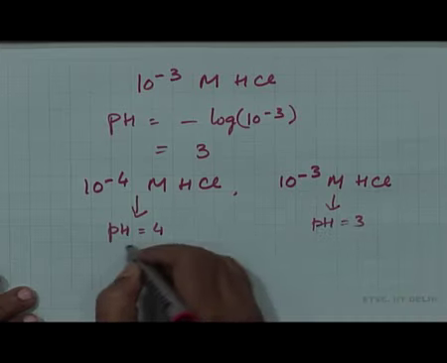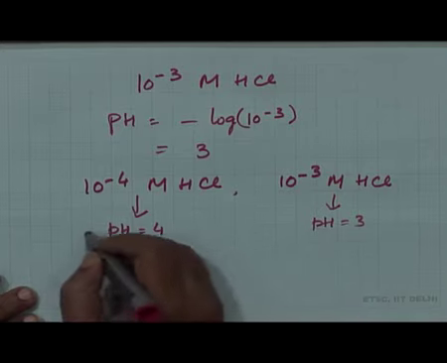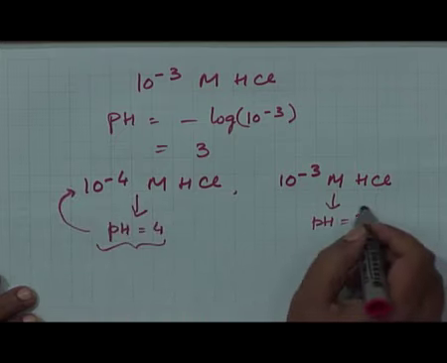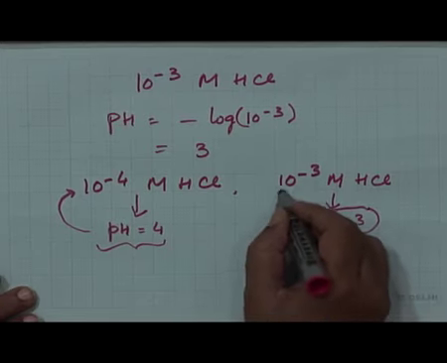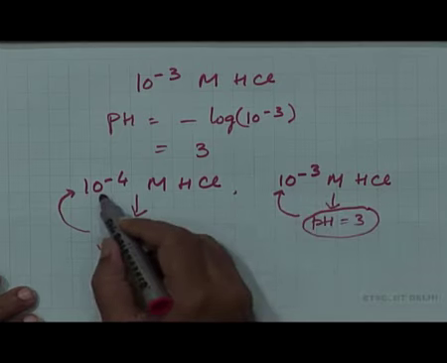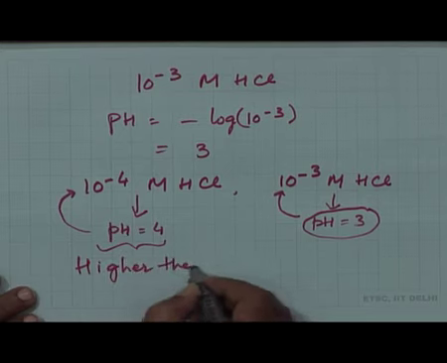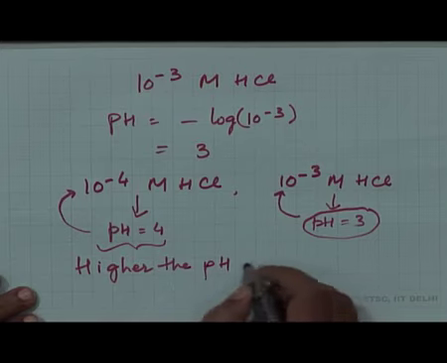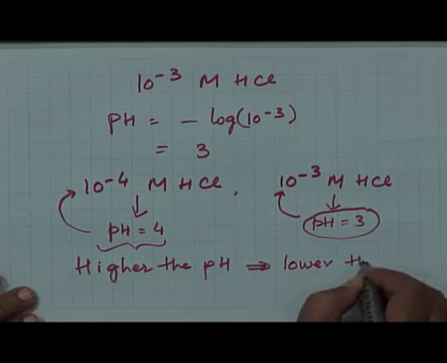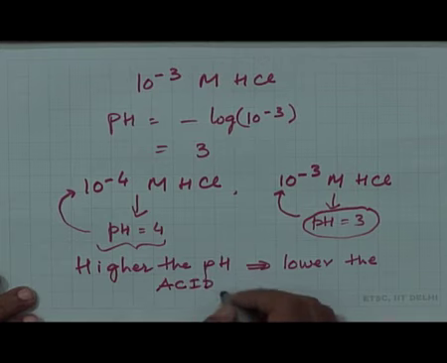Now, let us think of, if pH is high, what does that mean? If pH is high, then the concentration of H plus ion will be low. Okay? So, here pH is low, and the concentration of H plus ion, 10 to the power minus 3, is greater than 10 to the power minus 4. So, the higher the pH, the lower the acidity, you can say strength.